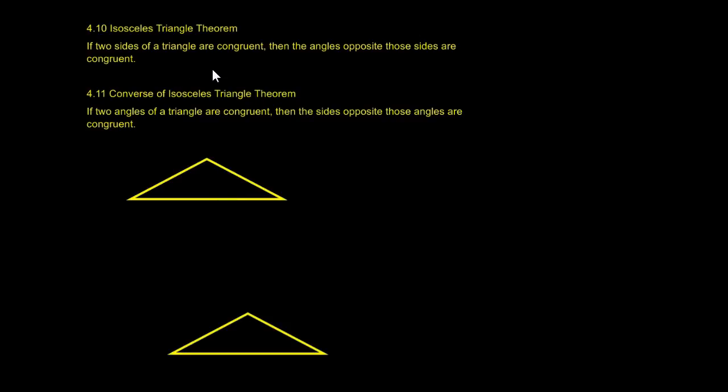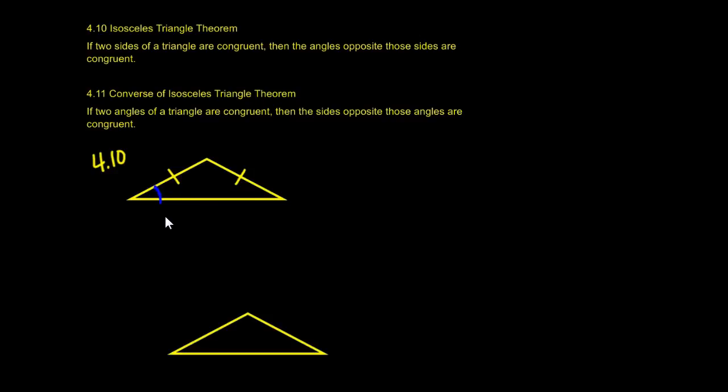If two sides of a triangle are congruent, so let's go ahead and mark this one. We'll use this one for 4.10. Remember, when we mark sides congruent, we just put the little tick mark on there so that we know. Then the angles opposite those sides are also congruent. So let's go ahead and mark those as well. The angle opposite this side would be this angle.